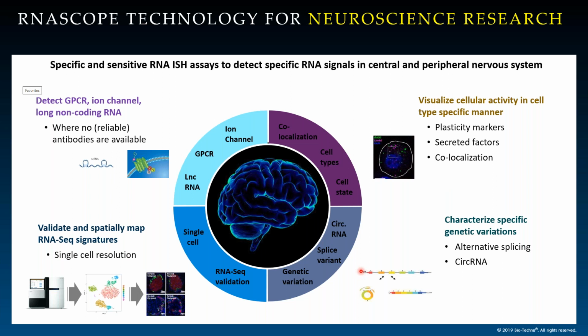RNAscope has been widely used for detecting ion channels and GPCRs in the brain, for visualizing cellular activity in the neurons, for visualizing different neuronal subpopulations in the brain, and for studying the expression of splice variants like circular RNAs, which play an important role in developing mouse and human brains.